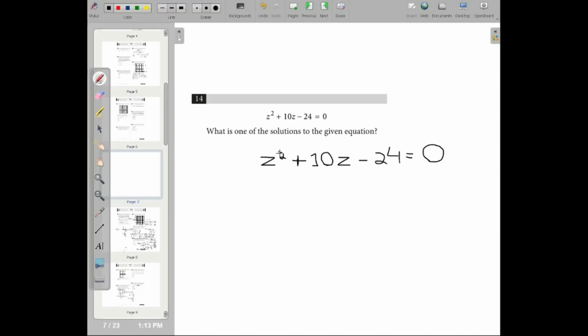Number 14. We have this equation. What is one of the solutions to the given equation? From this equation we could factor: (C )(C ) is equal to 0. Now, the first sign is positive. Now the product of signs, positive times negative, is going to be negative. So that's for the second parenthesis we have.